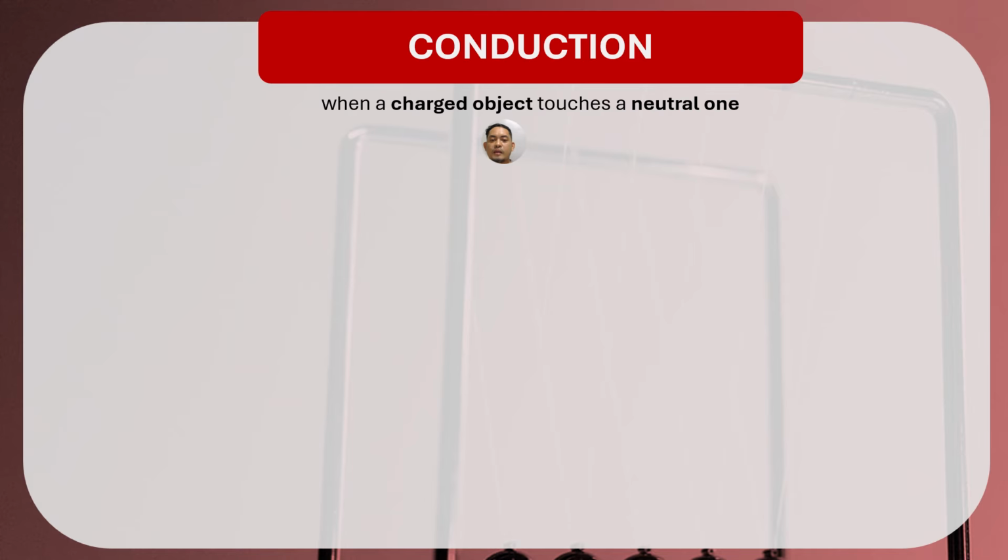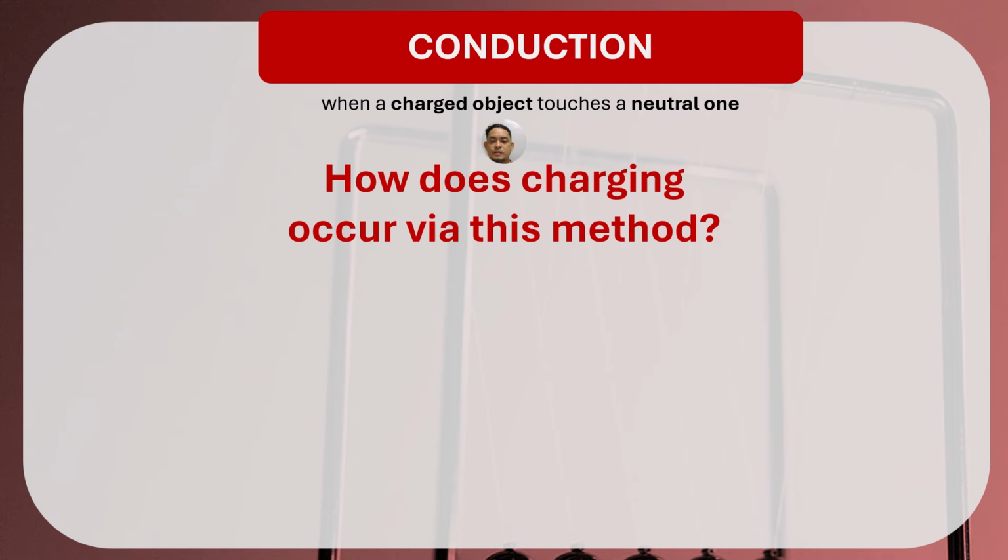Conduction is when a charged object touches a neutral one. Please take note: conduction happens once you have a charged object and it touches, or makes direct contact with, a neutral one. So you can charge an object through conduction when you have a charged object and then you touch it to a neutral one. So how does charging occur via this method?